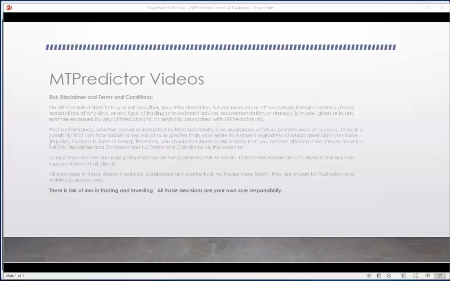But before we get onto that, I'd like to look at our risk disclaimer and remind you that all examples in these videos should be considered as hypothetical. No trades were taken, they're only shown for illustration and training purposes only. There's a risk of loss in trading and investing. All professional traders should know and understand that losses can and will and do happen, and we'll be looking at some losing trades in this video as well.